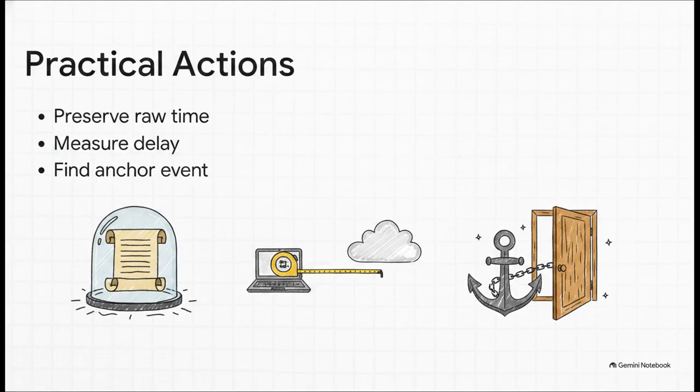First, preserve the raw timestamp, its format, and the recorded offset as completely untouched evidence. Second, consciously measure pipeline delays separately from event occurrence. Always acknowledge that a late arrival does not mean late activity. And third, find an independent, observable anchor event that appears across multiple systems. That is how you reliably measure offsets. Never assume that just because 2 labels match, the underlying systems were perfectly synchronized.